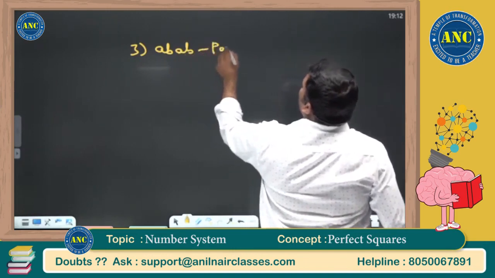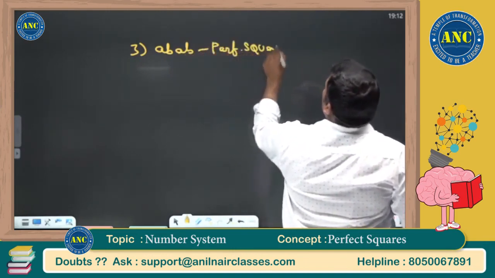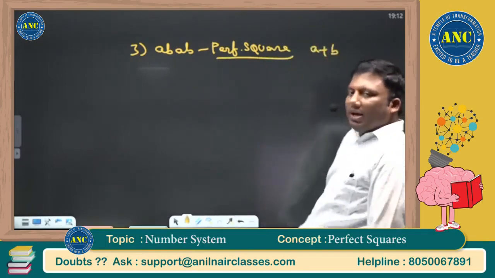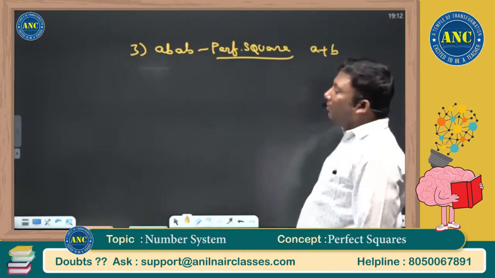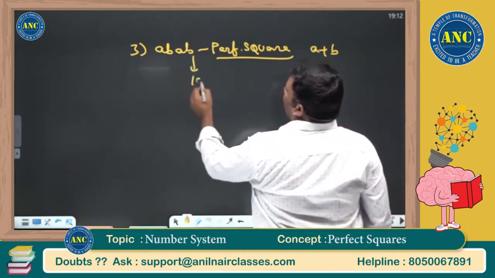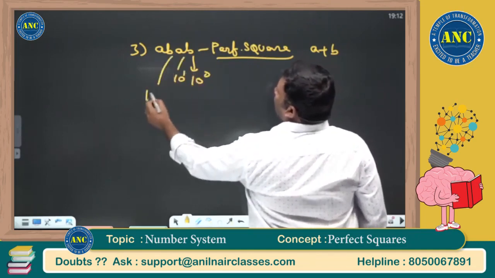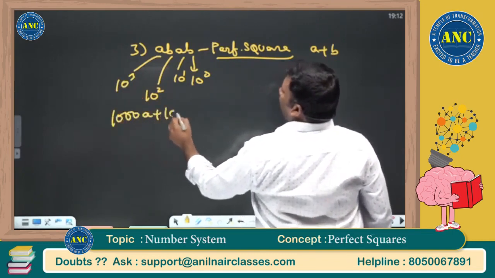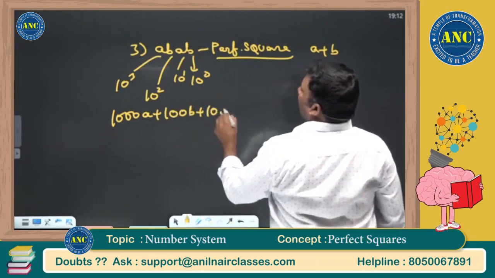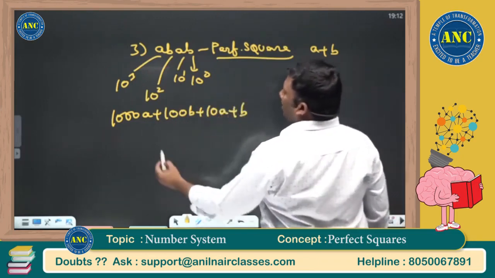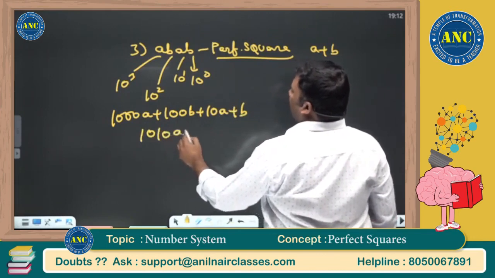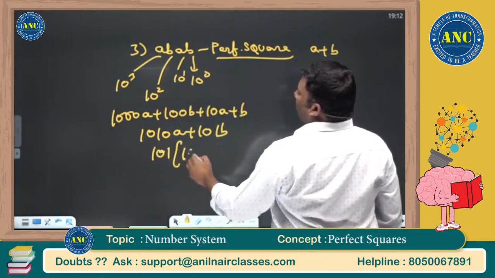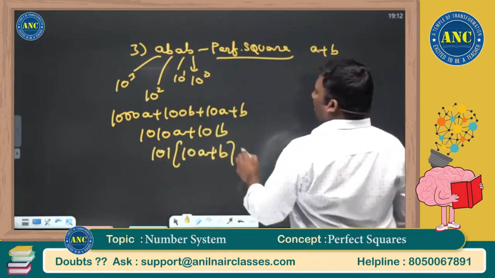AB is a perfect square. Find A plus B. I will again discuss the beauty of this problem in the next coming classes. These are the units place, tens place, hundreds place, thousands place. So it is 1000A plus 100B plus 10A plus B. That is nothing but 1010A plus 101B. So 101 into 10A plus B.